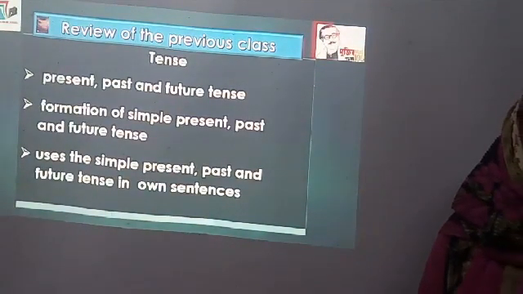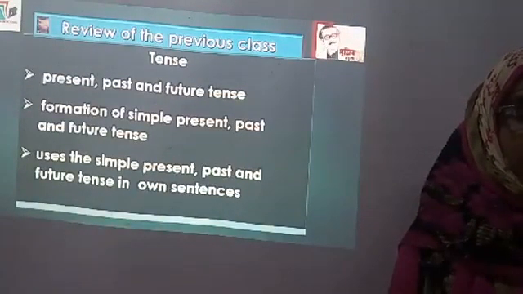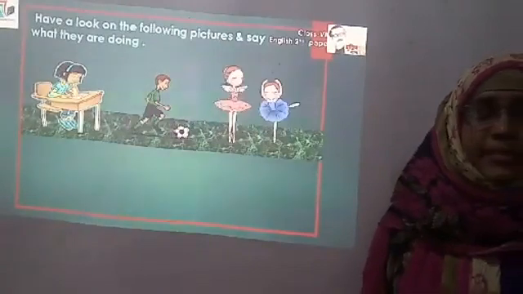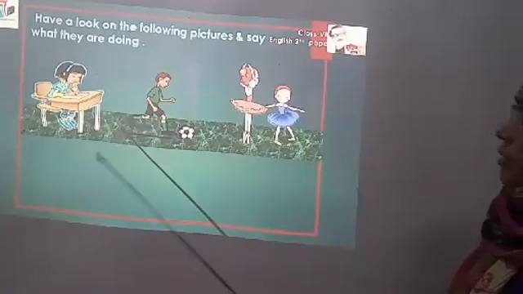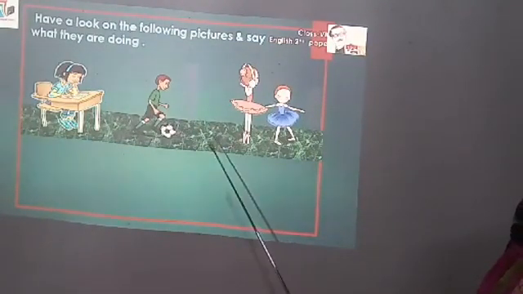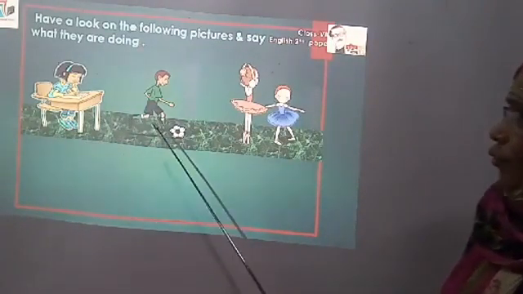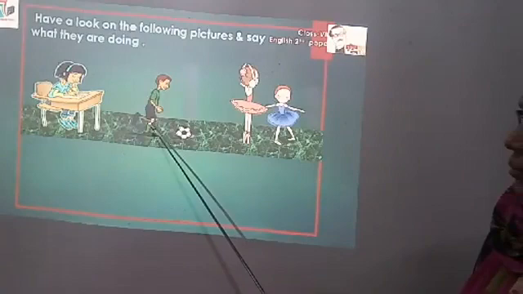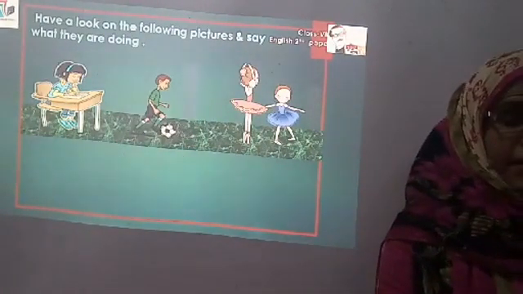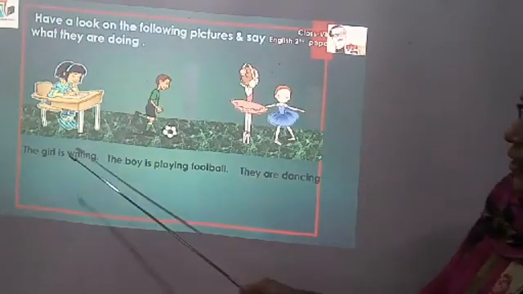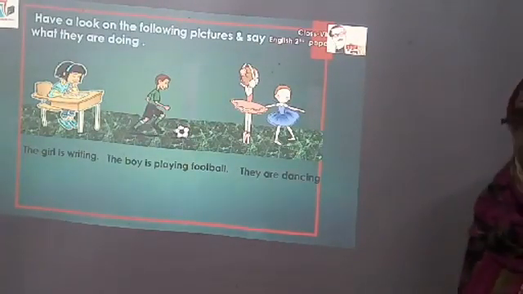Students, today we will learn more things about tense. Before that, let's see some pictures. Can you see the pictures? There are some pictures you can see. So say what they are doing. Can you say what she is doing, what the boy is doing, what they are doing? Can you say? Yes. The girl is writing. The boy is playing football. They are dancing.